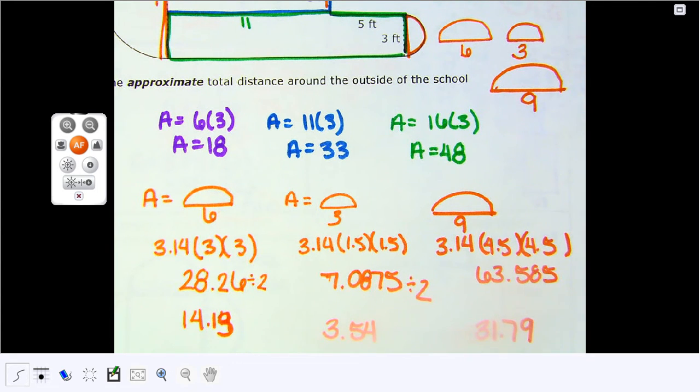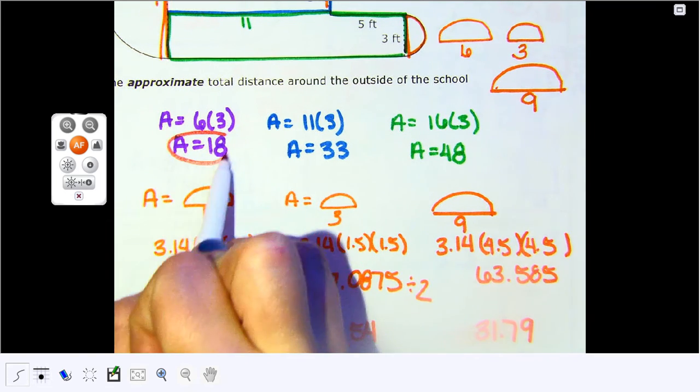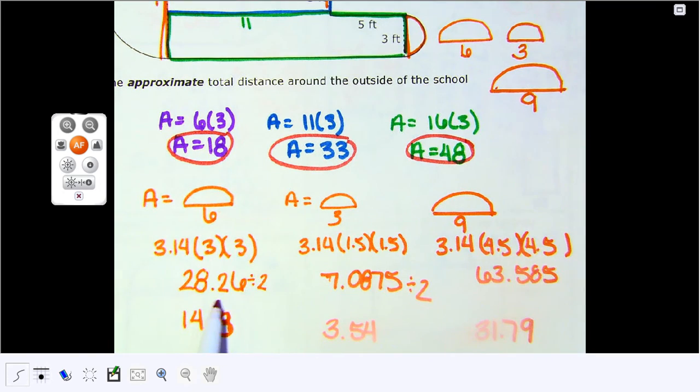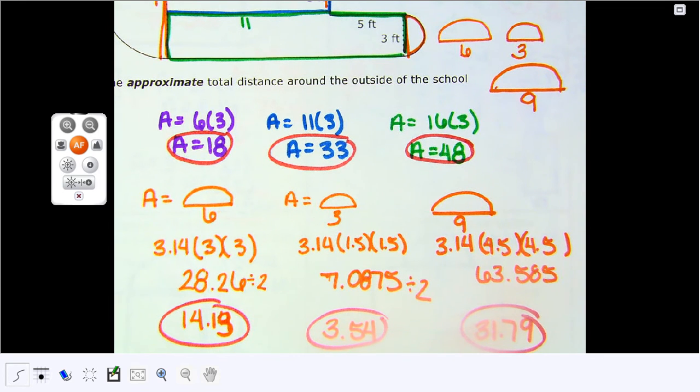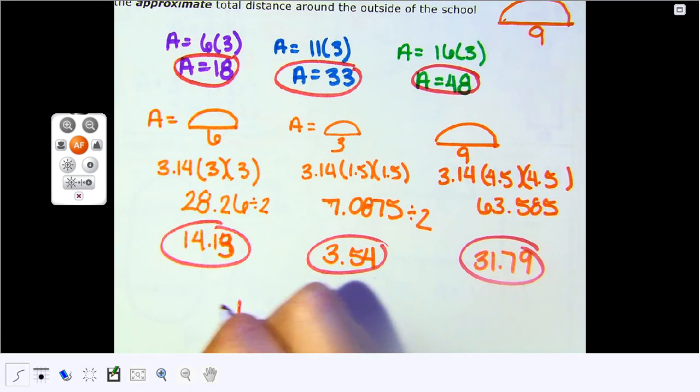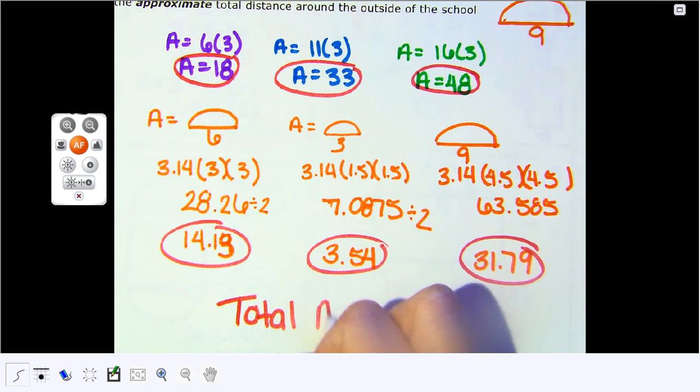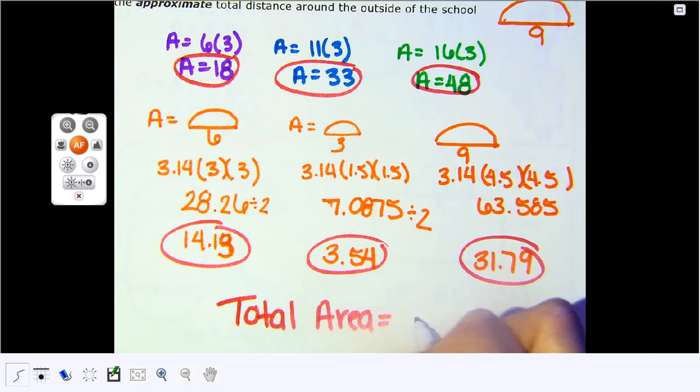Okay, so then you are going to need to add up all of your areas. So 18 plus 33 plus 48 plus 14.13 plus 3.54 plus 31.79. And so the total area is 148.46.